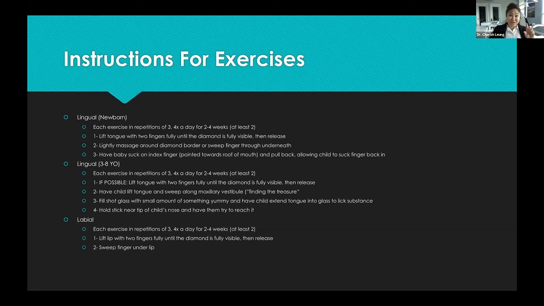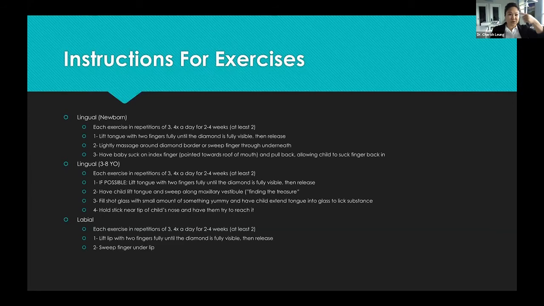And then the second thing is you're going to have them fill a little shot glass with something yummy. Yogurt, preferably. But if you really can't get them to do it with that, something like chocolate syrup, or something not recommended by pediatric dentists. And then you're going to have them try and stick their tongue all the way down into that glass to lick the substance. So get it all the way there. That's fun for them, and they'll do it.